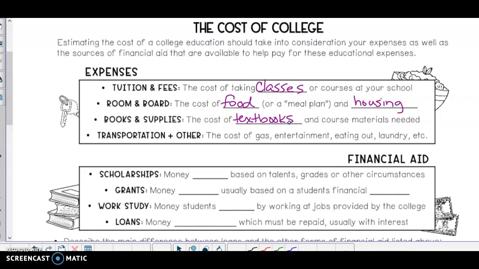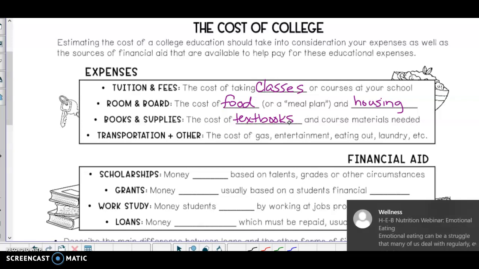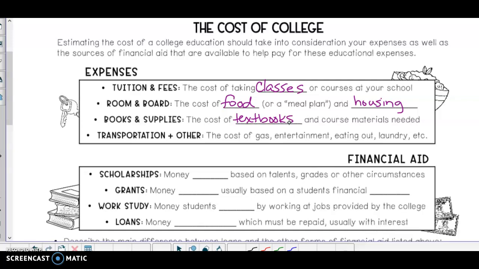There are ways that you can have money to help you pay for college. We have scholarships, which is money that is given to you. You usually have to apply for them based on talents, grades, or other circumstances. Grants are money that is given to you, usually based on your financial need. Usually we have Pell Grants, which are given by the government.